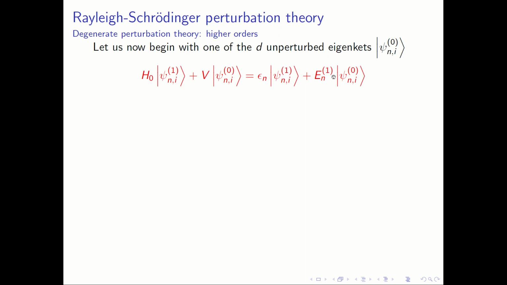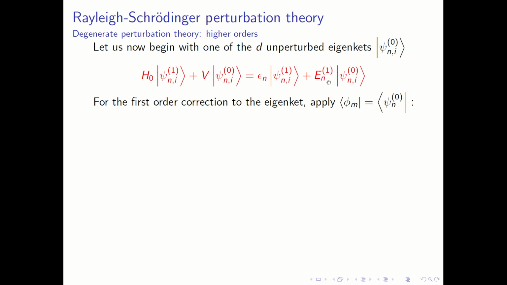The En1 does have an i to go with it. So this should have been a comma i here as well. We are talking about the ith energy eigenvalue out of the d possible energy eigenvalues.